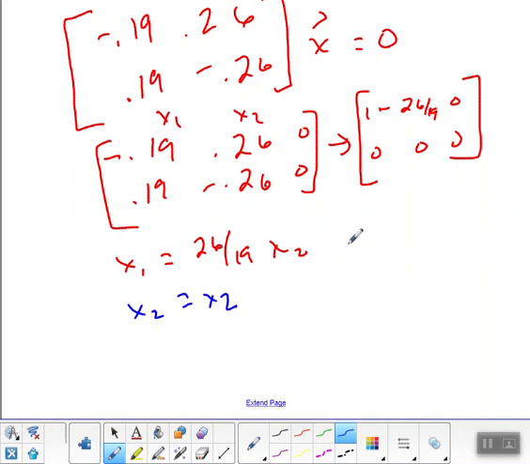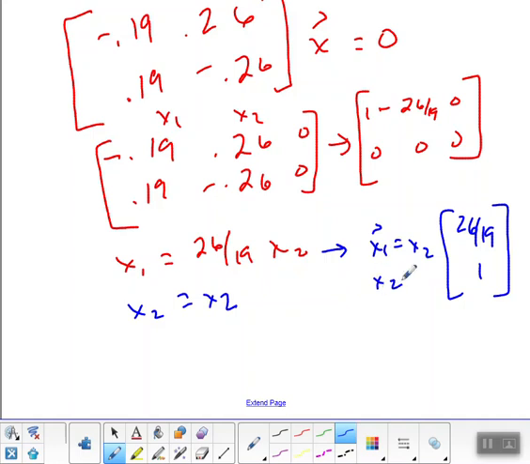So now how can I get my steady state? Remember, our steady state has to add up to 100%. And we don't have 100% right here. We have more than 100%. So when I say that this is my steady state, I can factor out that x2, and we get 26 over 19, and then we get 1. So that's what x1 and x2 represent. So it'd be x1 and x2, right? And now we can see that x1 equals 26 over 19 times x2, and x2 equals x2. But remember, that has to add up to 1, and it doesn't.